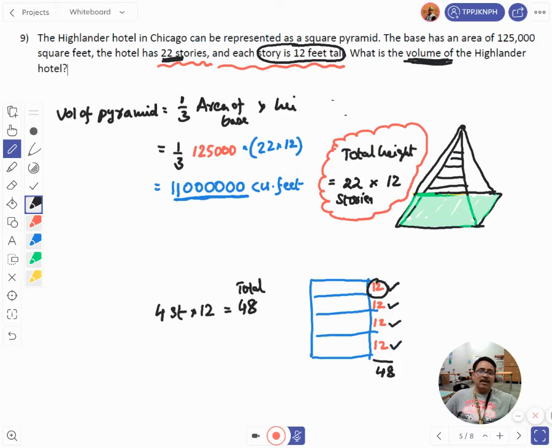That makes sense. In the same way, in this hotel, there are 22 stories and each story is 12 feet tall. Therefore, when I multiply these two, I'll get the total height. Okay? Any questions? Waiting. Okay, let me jump to the next question.